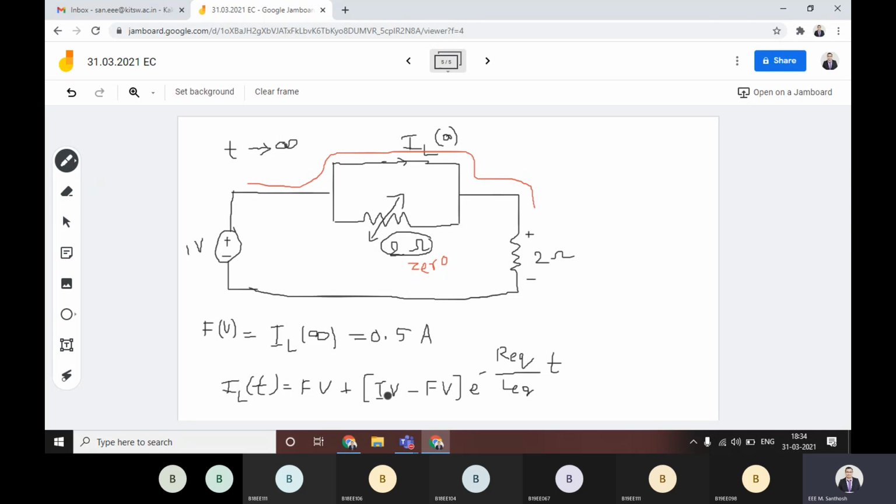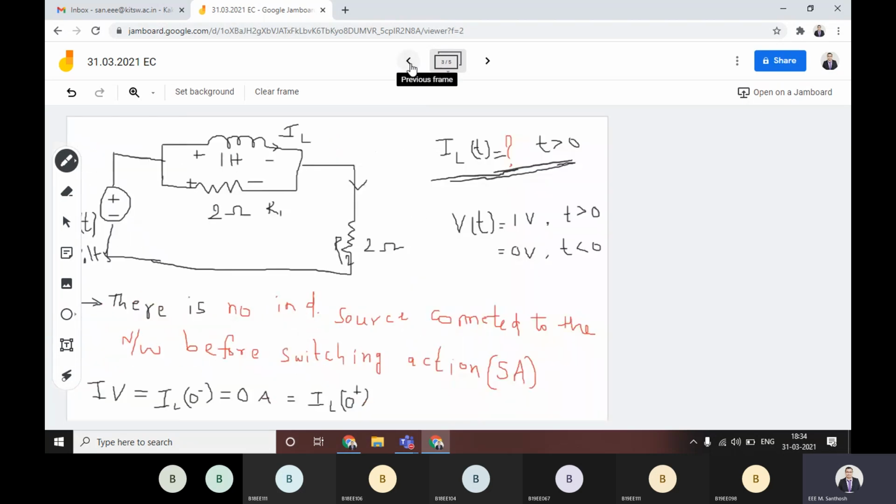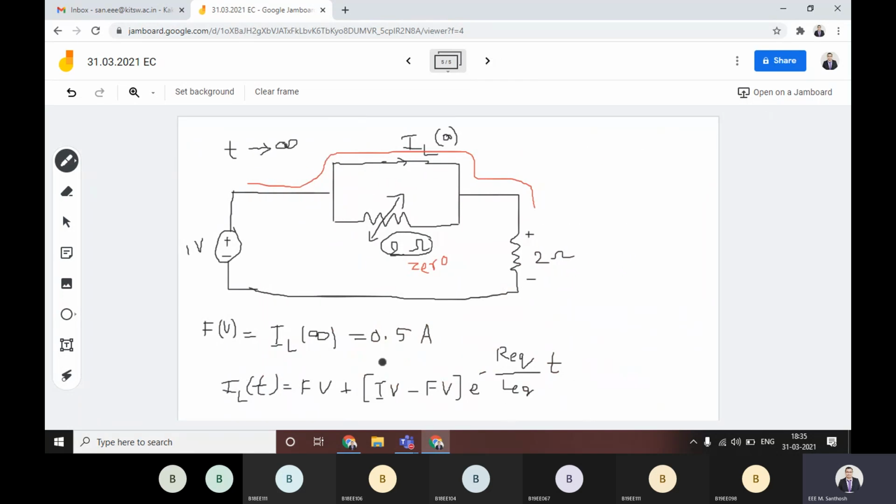The initial value we got already. How much is the initial value? Which is equal to 0, which we have calculated here. For this circuit, the initial value of the current is 0 amperes. The final value we have calculated, the final value is 0.5 amperes. I hope it is clear. Is it okay or not? You're doing that?